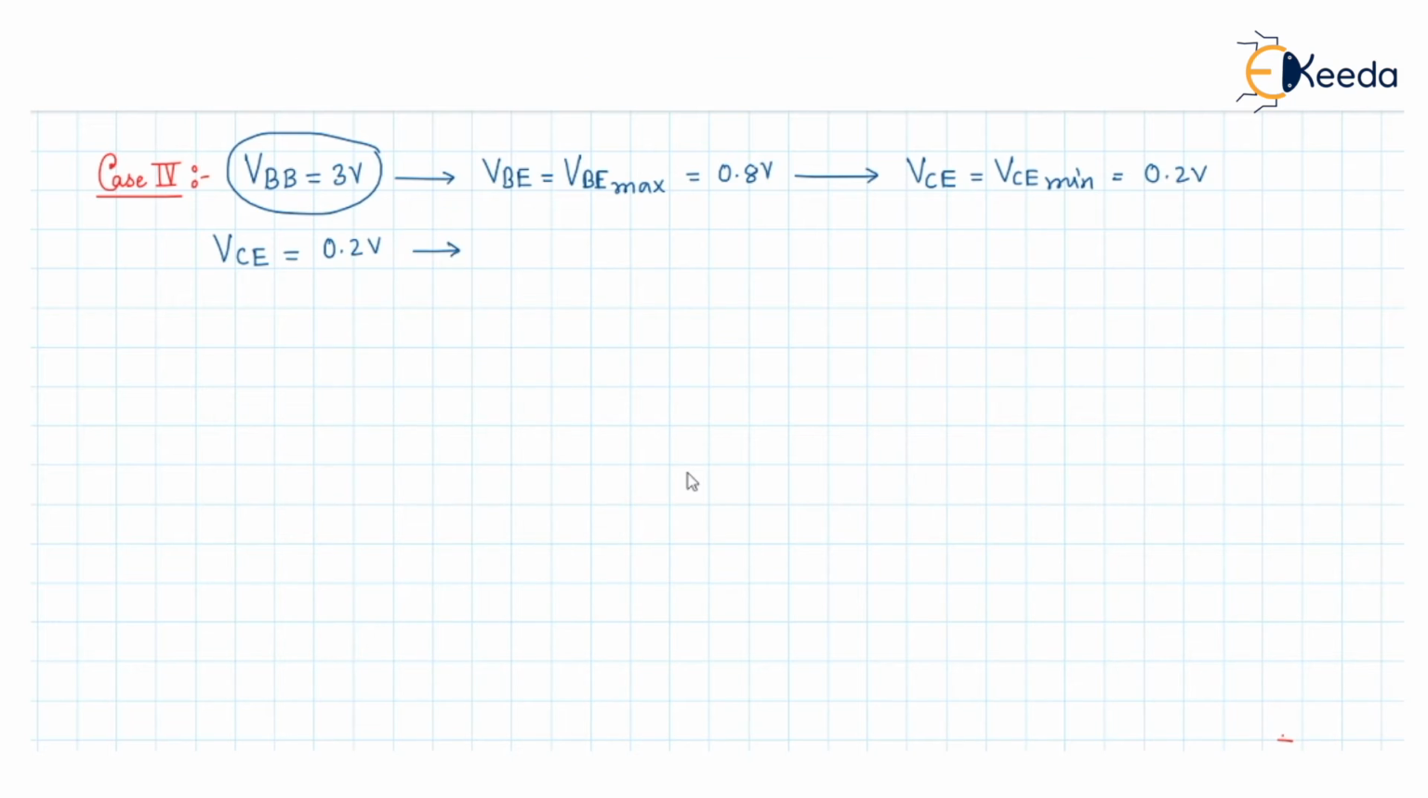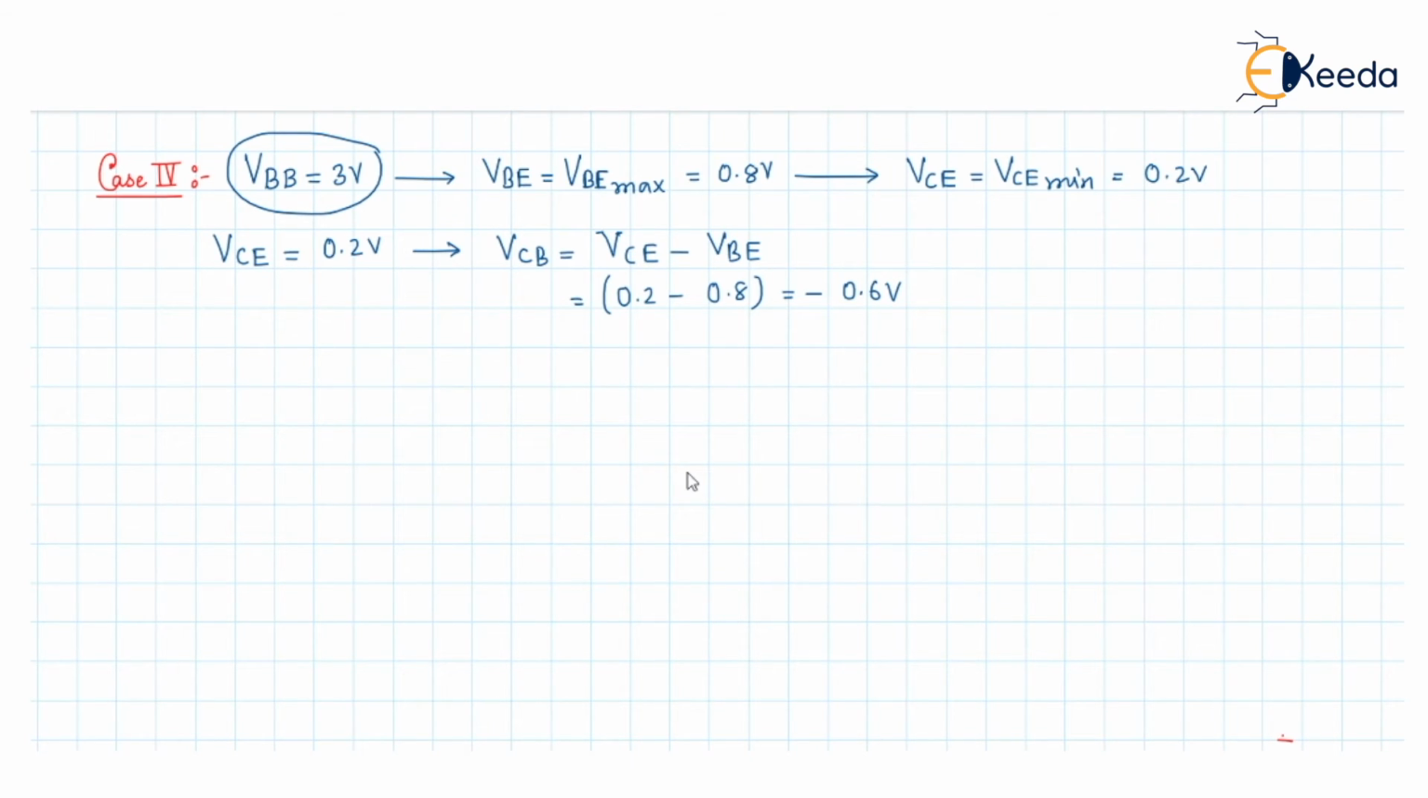So from this we can calculate the collector to base potential. The collector to base potential will be equal to the VCE potential minus the VBE potential, and we can see the VCE is 0.2 and VBE is 0.8 volt, so we'll get minus 0.6.